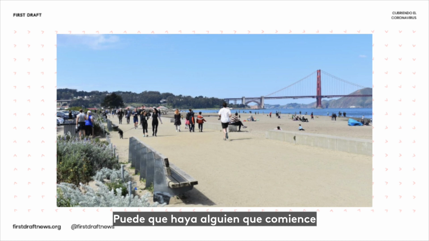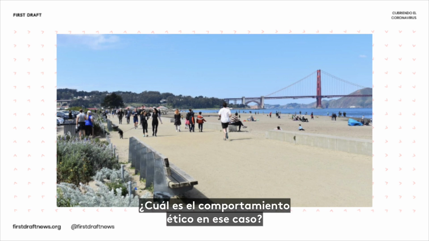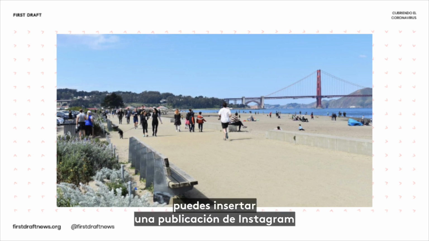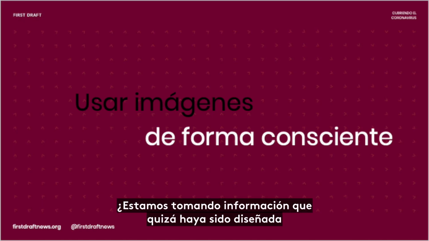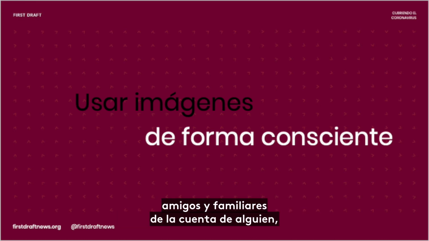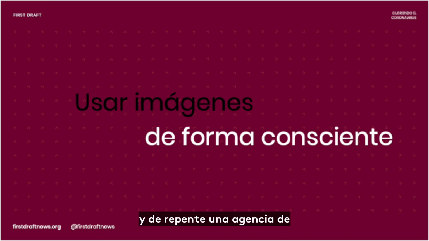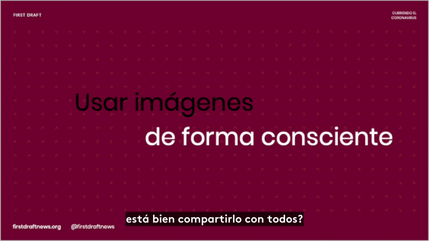It might be that somebody starts posting pretty personal stories about their own coronavirus story. What are the ethics of that? Have you got permission? Just because you can embed an Instagram post or a tweet, does that mean that you should? By sharing it, what are we doing? How are we taking information that might only be designed for a small number of people, friends and family of somebody's account, and all of a sudden it gets taken and amplified by either a news organization with a big following or any one of us who suddenly decides it's okay to share to everybody else.